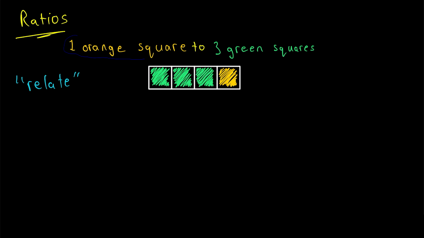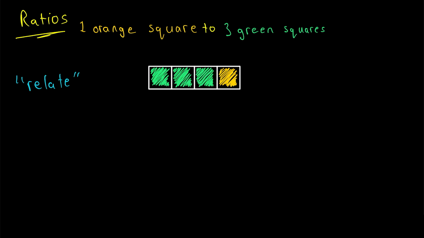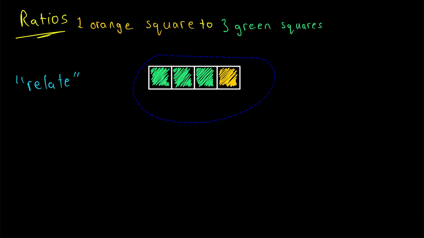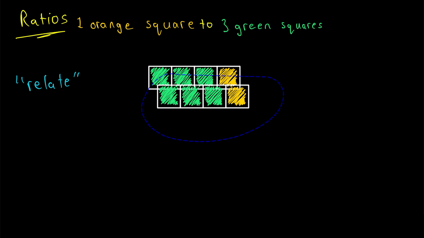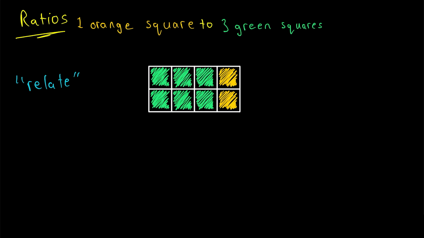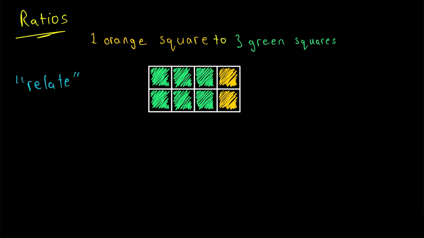But here's the thing, ratios can sort of be scaled up or scaled down. For example, imagine we make a copy of this, and now we've got 2 of what we had before, sort of double the number of squares. What is the ratio of orange squares to green squares now? You could just count them up and say there are 2 orange squares, 6 green squares, so the ratio is 2 to 6, or a fraction of 2/6.